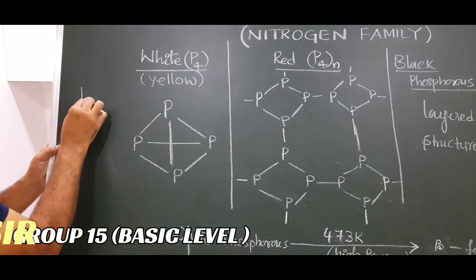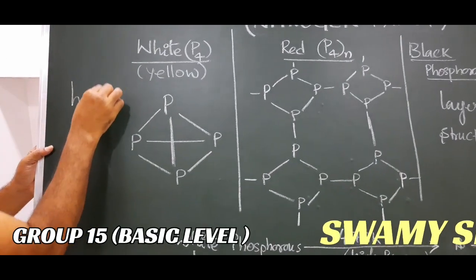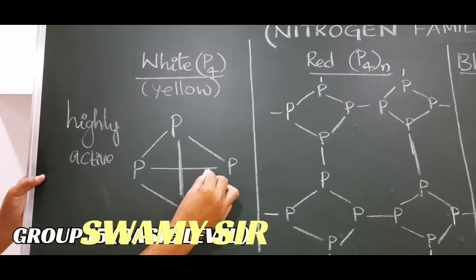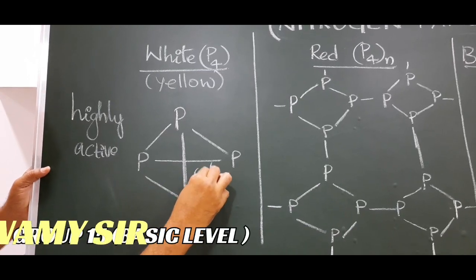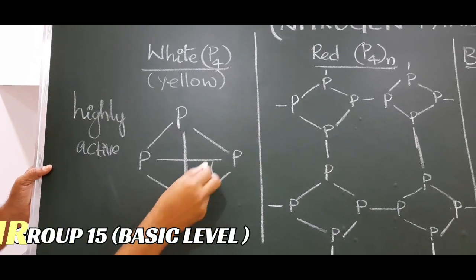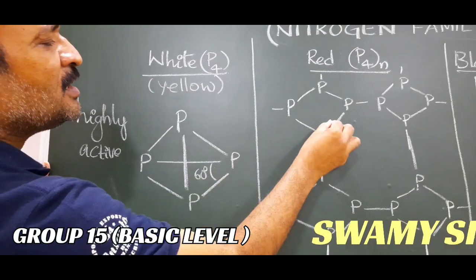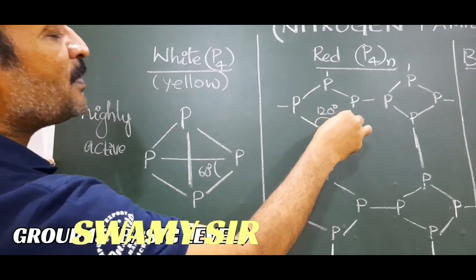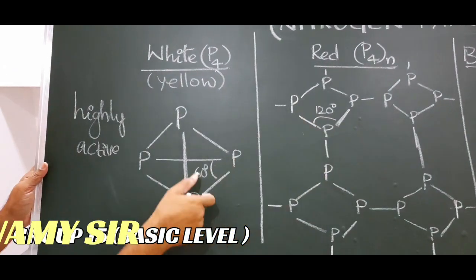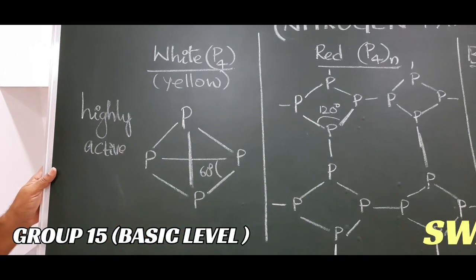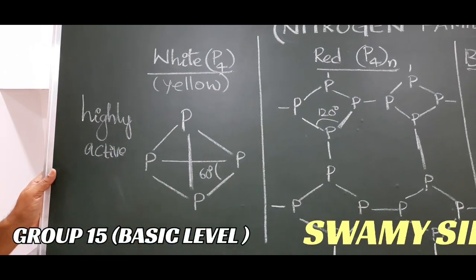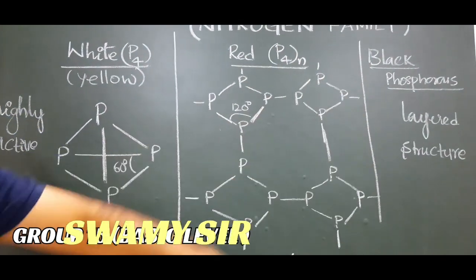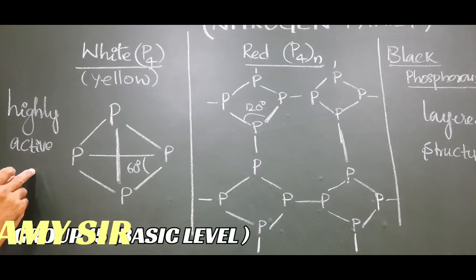White phosphorus is highly active. Simple question: why is it highly active? Here in this structure, the bond angle is 60 degrees. That means more strain is there, the bond strain is more. Here the angle is 120 degrees, so this bond pair and this bond pair have less repulsion, while here they have more repulsion. That is the first point. The second point is, red phosphorus is less reactive and black phosphorus is very, very less reactive, and this is highly reactive.